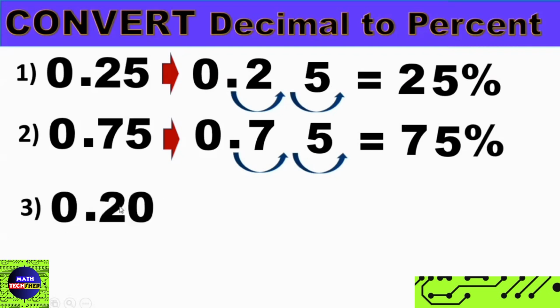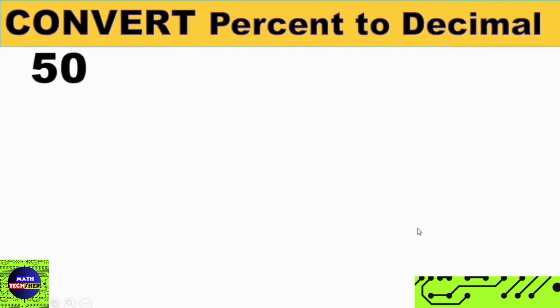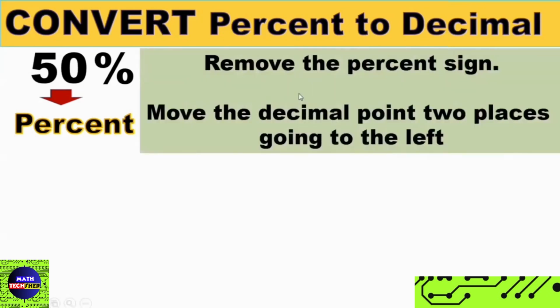Next, number 3, 0.20. Okay, move the decimal point going to the right direction. So we have 1, 2 decimal places. Then now we have 20. And add percent, we have 20%. So that is how to convert decimal to percent. Okay, next, let's convert percent to decimal. Okay, so the first example is 50%. So the first step is to remove the percent sign and then move the decimal point 2 places going to the left direction.